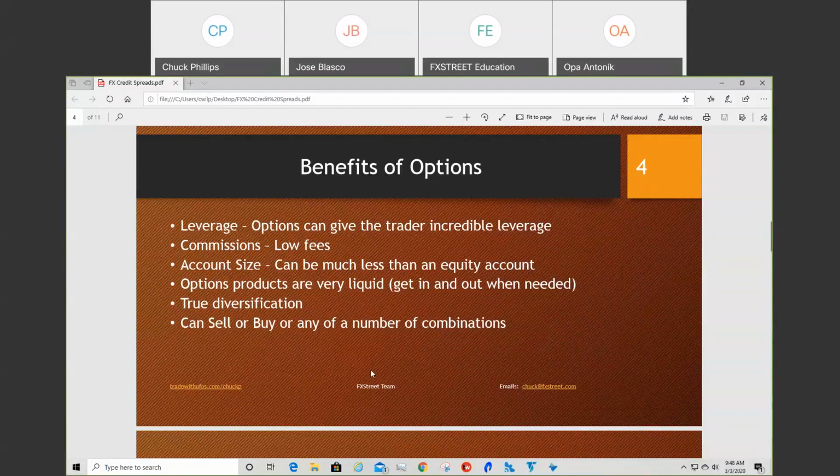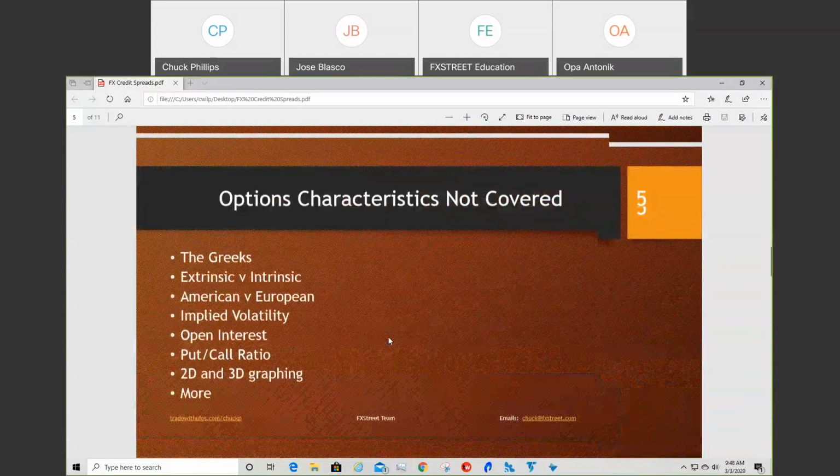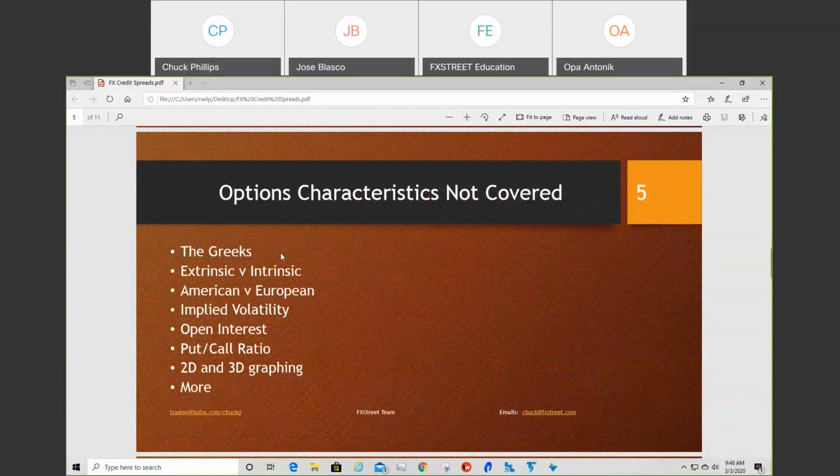You can buy two calls and sell one put. You can buy two calls that expire Friday and buy two more that expire in a month or 2 months from now. Or, you know, there's all kinds of combinations. So I'm going to focus just on credit spreads. And like I said, things that we're not covering are the Greeks, Delta, Vega, Theta, all those things. It's something that you should be aware of when you're trading. I'm just not covering them today.